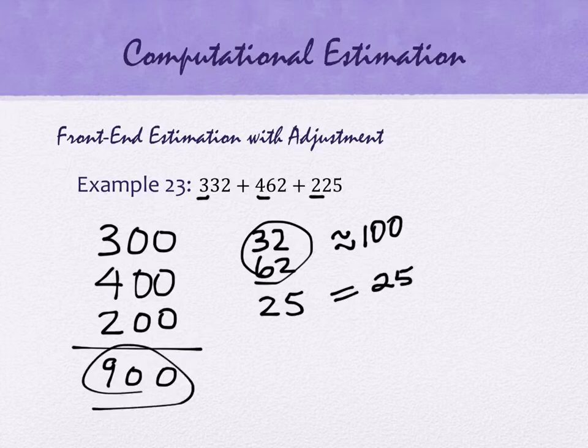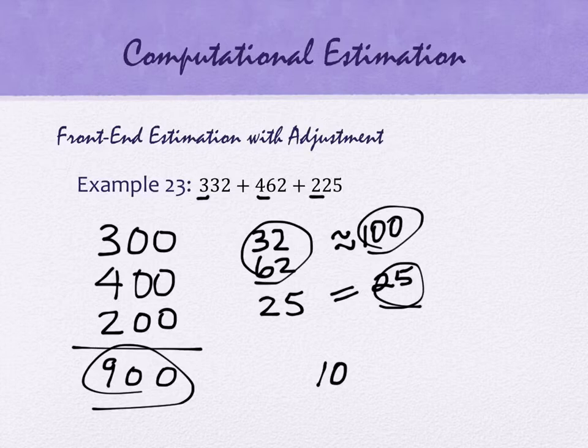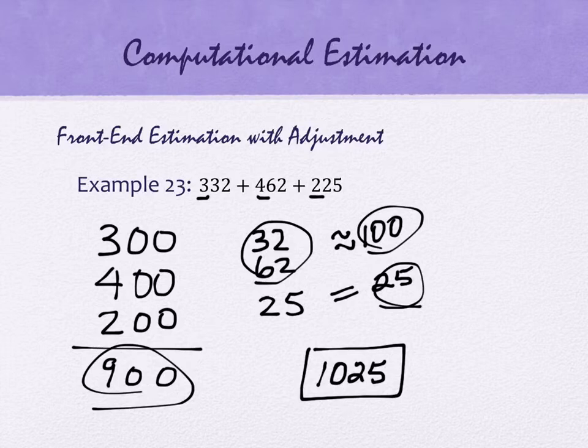So now I've got 900, 100, and 25, and I'm going to combine all those pieces to give me an estimation of what? 1,025. 900 and 100 is 1,000, then I've got 25 more.